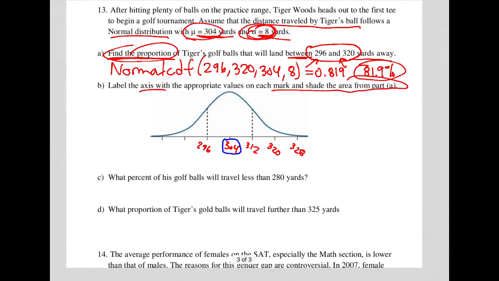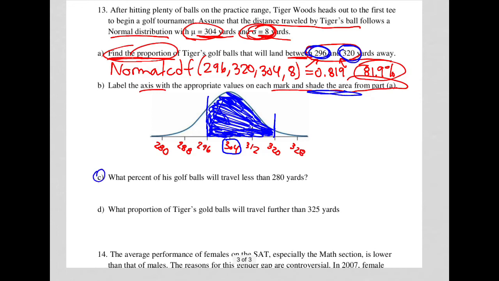Yeah. And then we subtract again, we get 288, and if we subtract again, we get 280. So basically, they want us to shade the area. Well, we know we're going from the lower bound of 296 and our upper bound of 320. So that's right on the lines. And we're shading the area in between those two lines. So basically that looks like it's 81.9% based on our calculations in Part A.